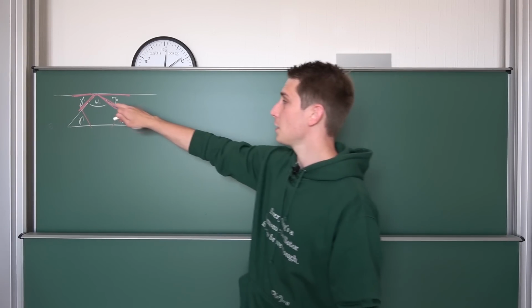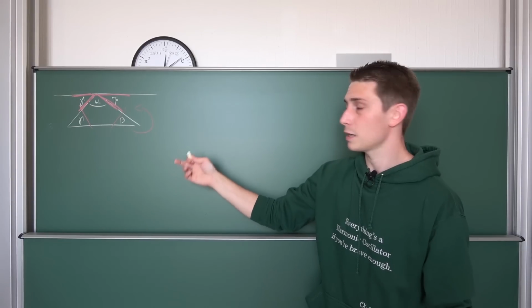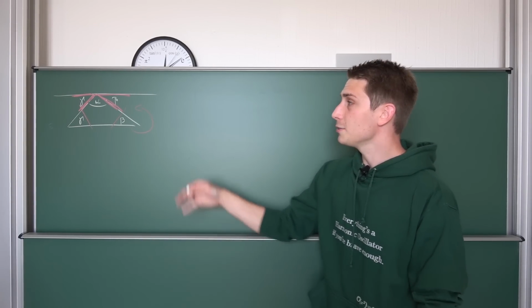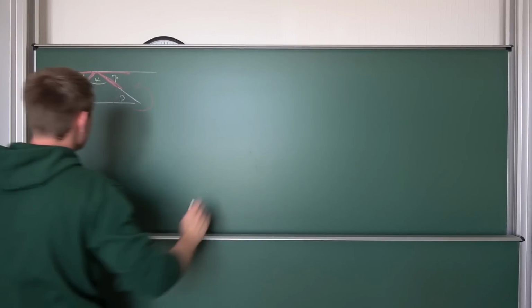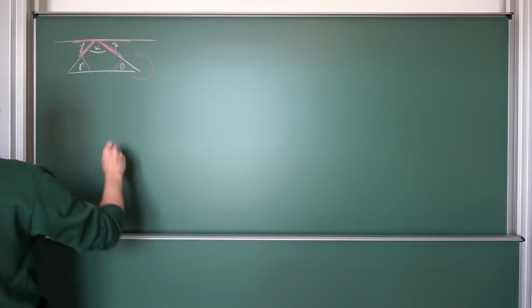This basically concludes it. Alpha plus gamma plus beta is going to add up to 180 degrees. And you can formalize this a bit more using a theorem I talked about a few minutes ago, namely the alternate interior angles theorem.